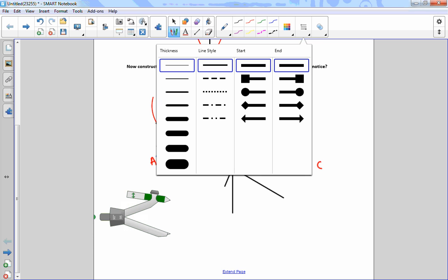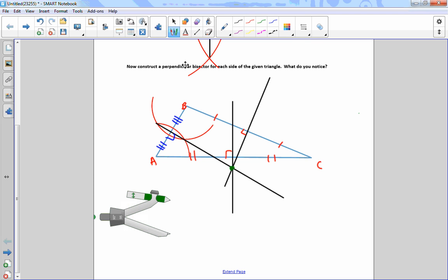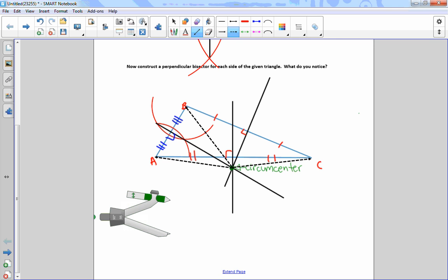That has a special name. Does anyone know the name? No. It's called the circumcenter. Circumcenter. You've now found the center of a circle, which, if we extended out to, can I do a dash line? Out to each vertex C, that creates your radius. And to B, that's an equal radius. And to A, all three of those distances are congruent.